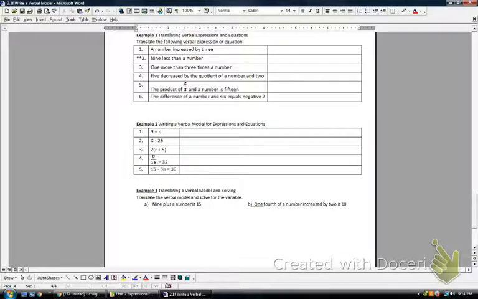So our first example, we are going to translate the following verbal expressions or equations. So we're going to take how Ms. Bernowski would write it, and we're going to translate it into how a mathematician would write it. So our first one is a number increased by 3. So a number, when we don't know something, we can use a variable, and I don't care what variable you use. I usually use X, but if you want to use the first initial of your first name, that is fine. Then increased is add, and we're increasing by 3.